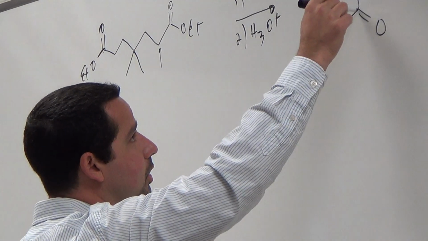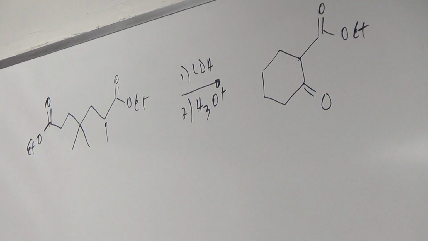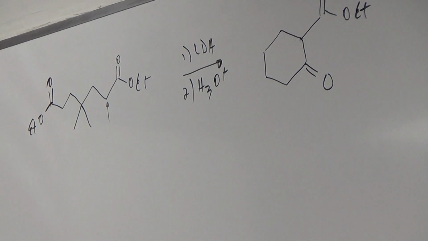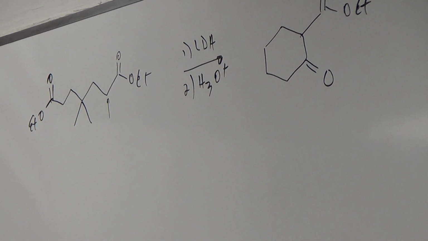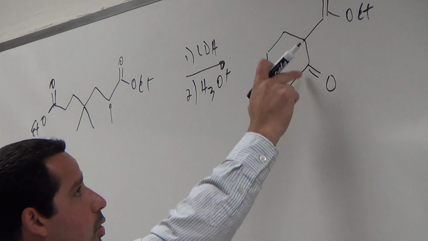Yes. This is alpha. This is beta. So 1, 2, 3. So I can put it there. Why not? I can put it there. Why are you doing it 3? Why do you say 3? It's three carbons away. I mean 3 carbons. One carbonyl. 1, 2, 3.